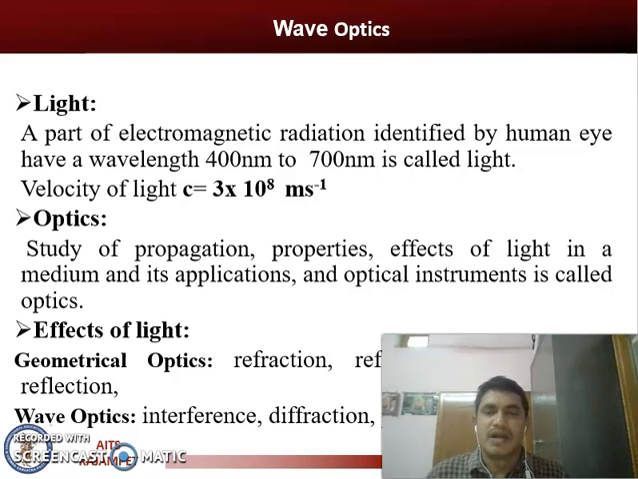Next one is optics. Optics is the study of propagation, properties, and effects of light in a medium and its applications. Optical instruments are also called optics. Effects of light here: geometrical optics, which deals with reflection, refraction and total internal reflection. Another one is wave optics. It deals with interference, diffraction and polarization. We are going to study wave optics.